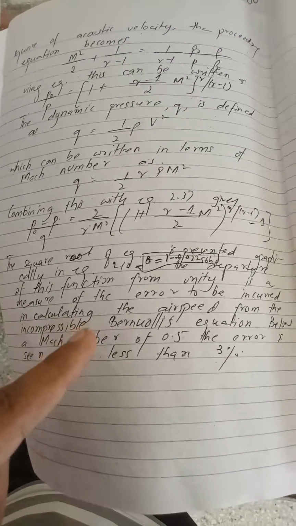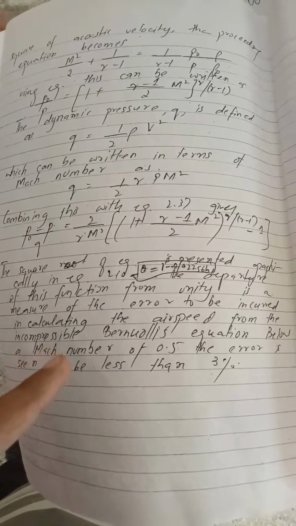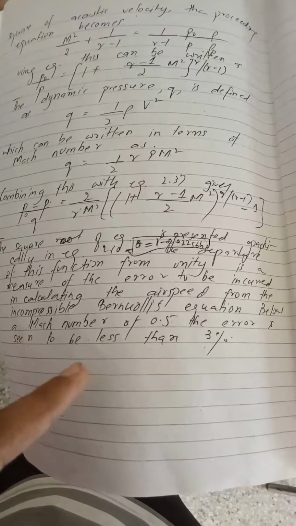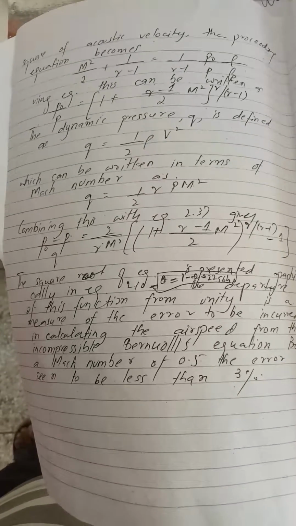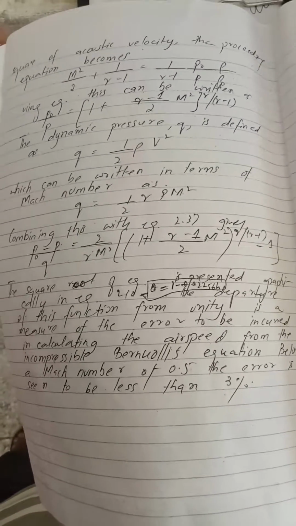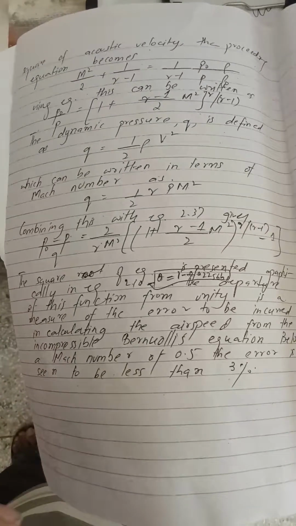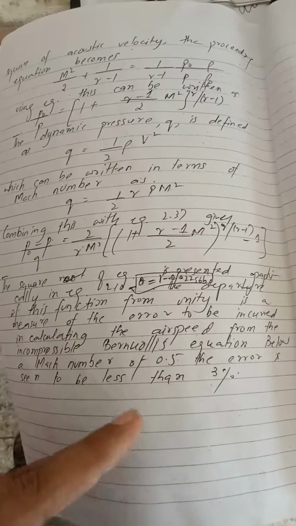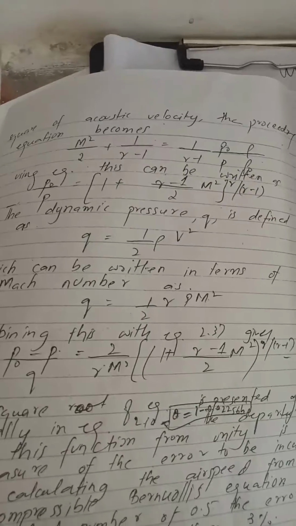The departure of this function from unity is a measure of the error to be incurred in calculating the airspeed from the incompressible Bernoulli's equation. So this will help us to solve out the error, if there is any error in the airspeed. This expression may help us to remove that error, and we can estimate as well that below the Mach number of 0.5, the error is seen to be less than 3%. So this is how it needs to be calculated.